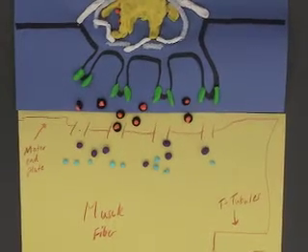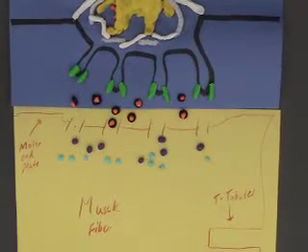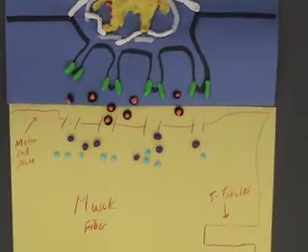Acetylcholinesterase in the synaptic cleft destroys ACh so that another muscle action potential does not arise unless more ACh is released from the motor neuron.